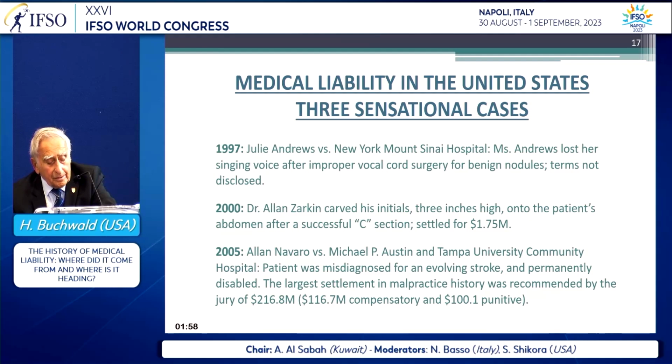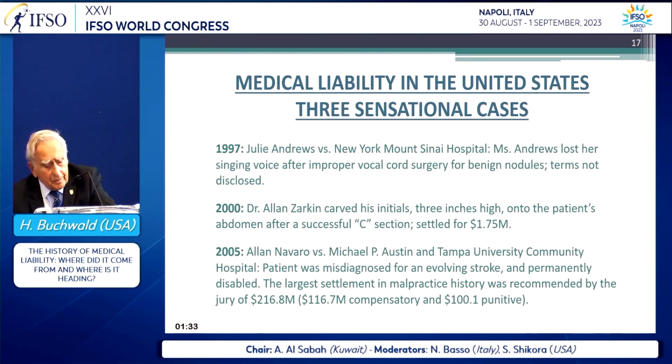In 2000 is a real weird case. A Dr. Alan Zarkin, a successful and competent obstetrician, performed a C-section, and he was so proud of his work, he took a scalpel and he carved his initials onto the patient's abdomen 3 inches high. Well, he lost the lawsuit, and it cost $1.75 million.